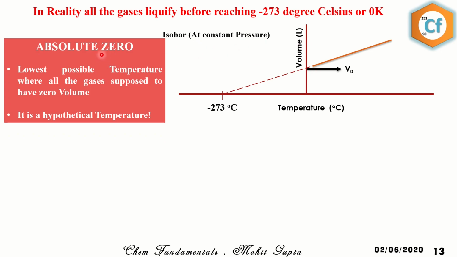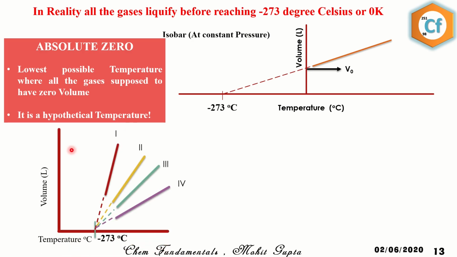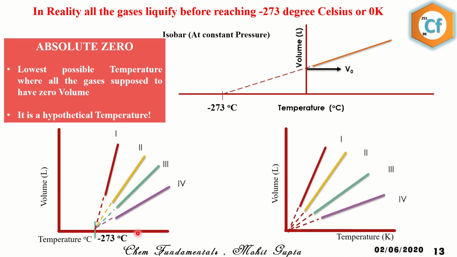So what is absolute zero? It is the lowest possible temperature where all the gases are supposed to have zero volume. Moreover, it is also a hypothetical temperature. If I make this graph, volume versus temperature at different pressures, I get all these four lines, and they all merge at minus 273 degrees Celsius. However, it is cleaner on the Kelvin scale. Here I have taken temperature in Kelvin. In this case, all the lines merge at 0 Kelvin at the origin.